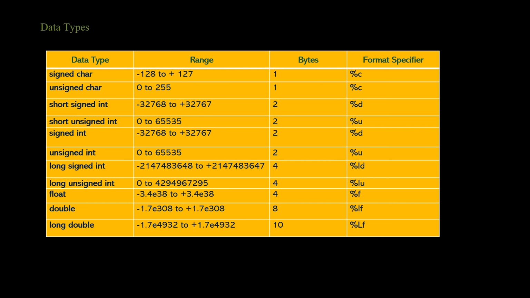Long int is 8 bytes. So this varies on compilers. And long unsigned int format specifiers will be the same, %ld. So this range is 2 power 32. And long unsigned int is also 4 bytes and the format specifier is %lu. And the float range I have also mentioned here. Float is 4 bytes, %f. Double is 8 bytes, %lf. Long double is 10 bytes, %Lf.